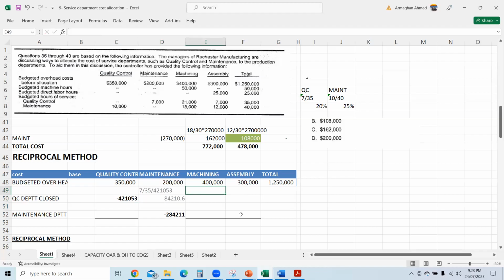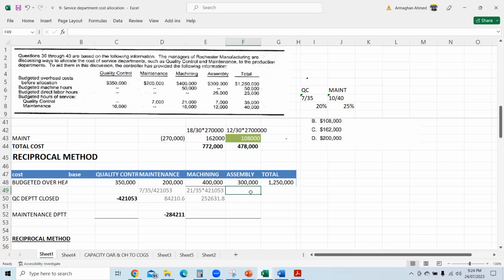How will we allocate to machining? Mekha, you tell me. For machining, quality 21 divided by 35, into 421,053, right? So this is what we are going to allocate here. 252,631.8.